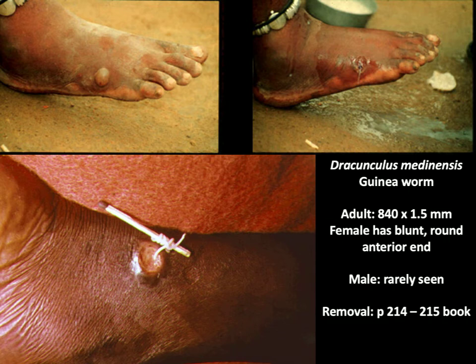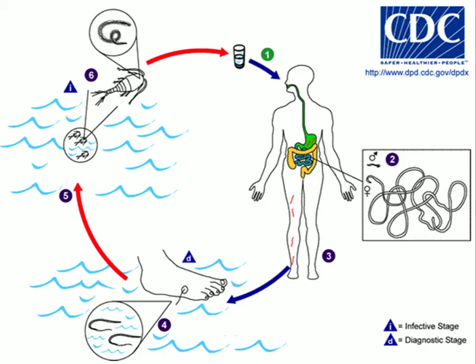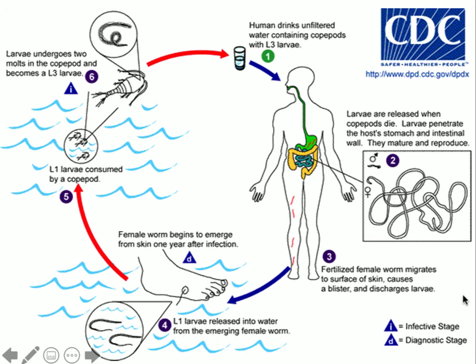It's very interesting. Now, as I said, this is something that is contracted through drinking water. If we look at how this goes, a human drinks unfiltered water, and in that unfiltered water are copepods, which we've seen before, that have a larval stage of Dracunculus in them. When you eat them, the larvae are released when the copepods die, and they penetrate the stomach and the intestinal wall.